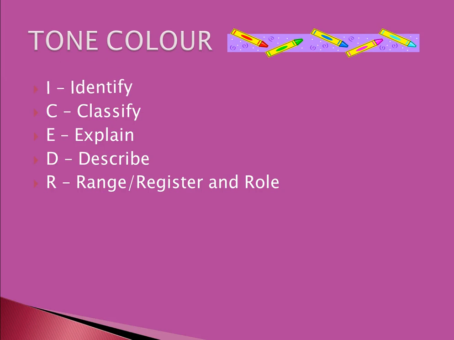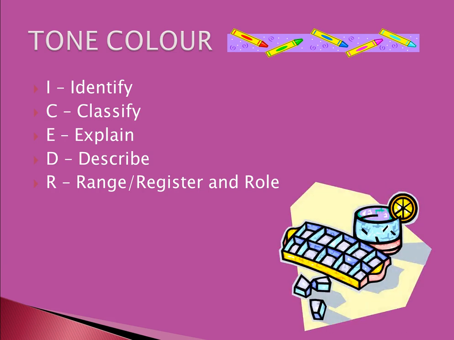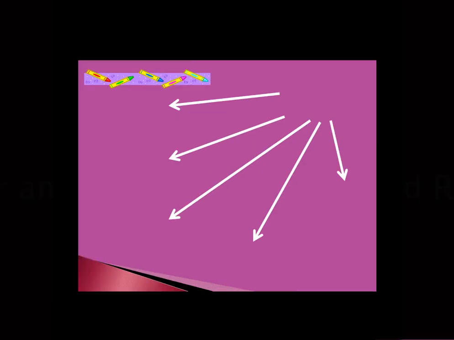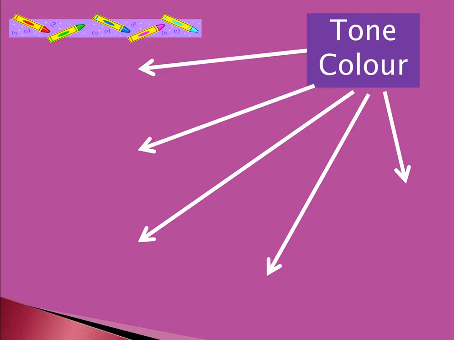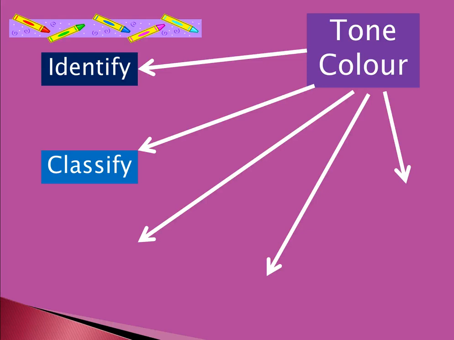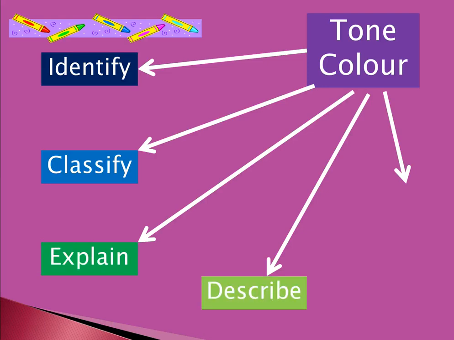Ice doctor. So we've got I for identify, C for classify, E for explain how they're played, D for describe or a description, and R is for range, register and roll. And I've got a little ice cube tray here because sometimes on a hot day what the doctor has ordered is some ice. So ice doctor, just a way to remember it. And those of you who love their little mind maps, we've got tone colour, we've got identify, classify, explain, describe, and range, register and roll.